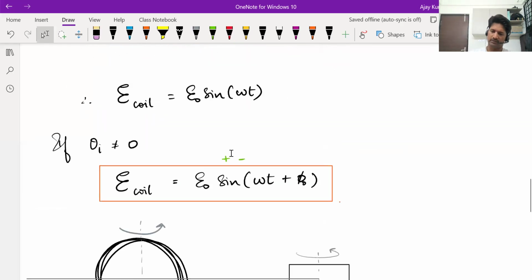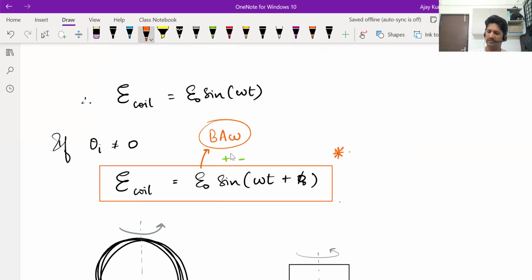But remember this equation and the derivation, how this equation is derived. How much is E naught here? E naught here is B A omega. It depends on how fast you rotate the coil.